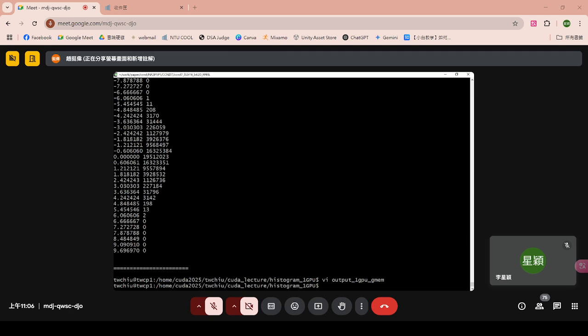Any question about this? Sorry, I want to ask, can we pipe this CUDA code output to another plotting software like GNUplot? Sure, you can. You can use the data, or you can pipe the output directly to Python, for example, to plot the histogram.